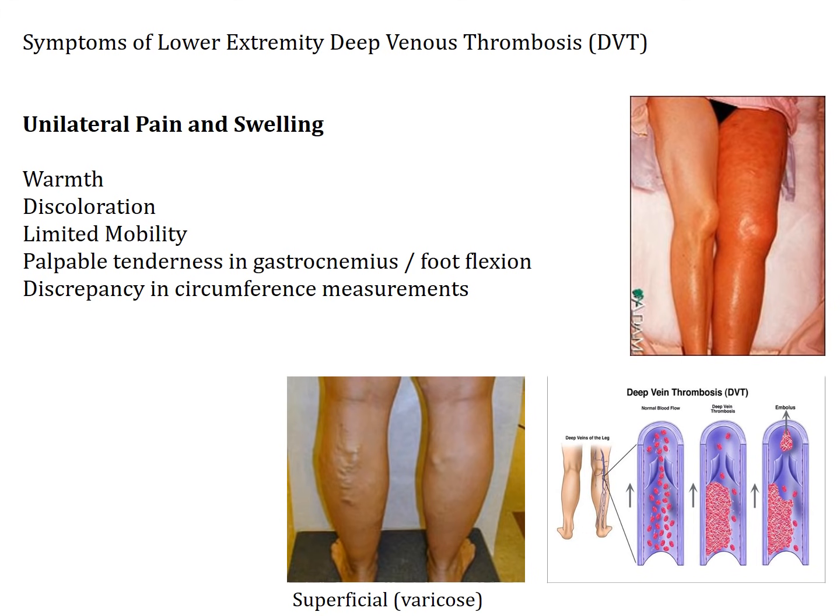It can leave the leg, get into the iliac vein, get into the IVC, get back to the right heart, get clot in the right heart, and then remember the right heart pumps to the lungs. So lower extremity DVTs are typically the source of a pulmonary embolism. We're going to cover pulmonary embolism in more detail in one of the pulmonary units.